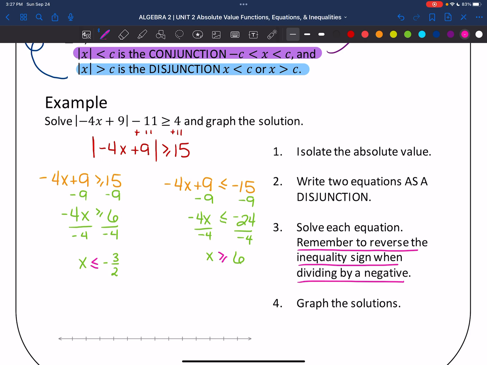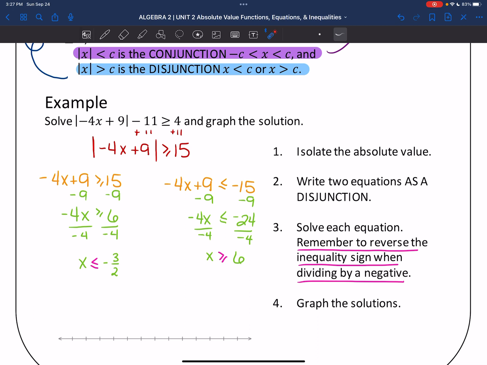And in bold pink, I would encourage you guys to really highlight this, make it obvious that you've got to change the direction of those signs because we divided by a negative 4. Do you see here? We were dividing by a negative. If you divide or multiply by a negative when solving inequalities, you have to change the direction of that sign. And now we're ready to graph.